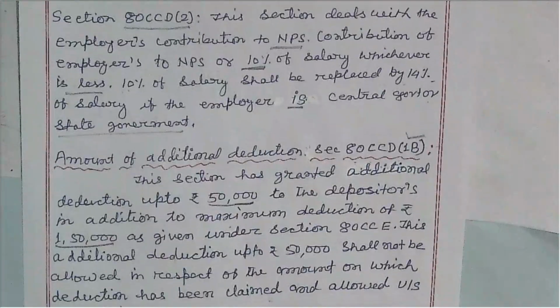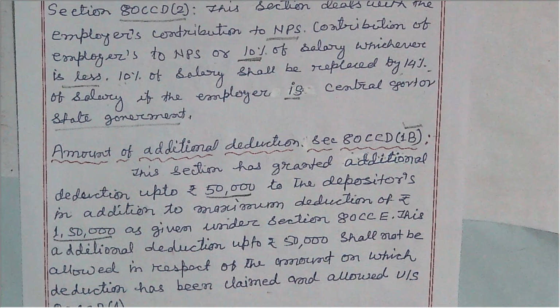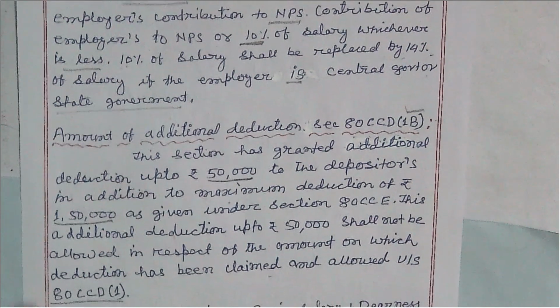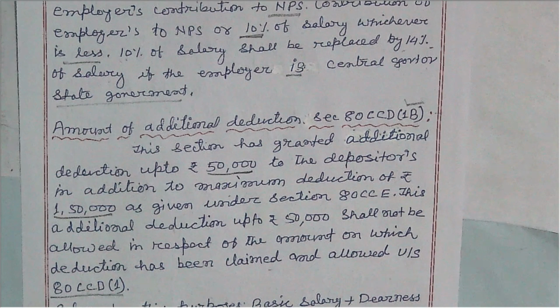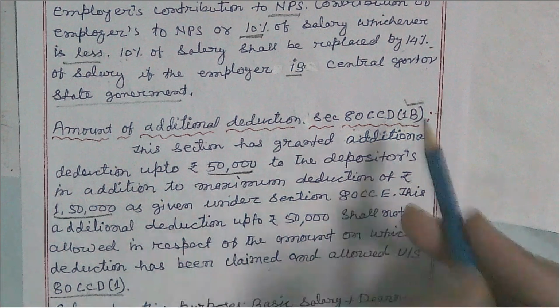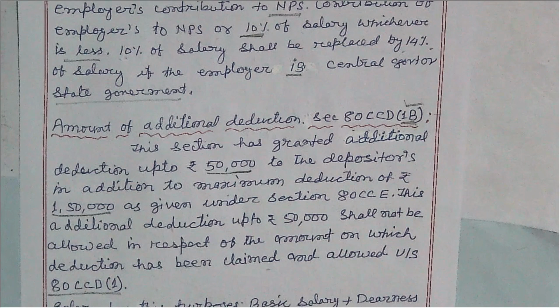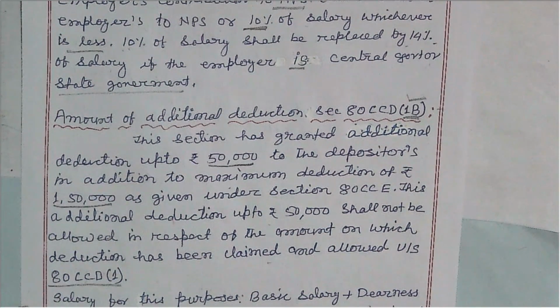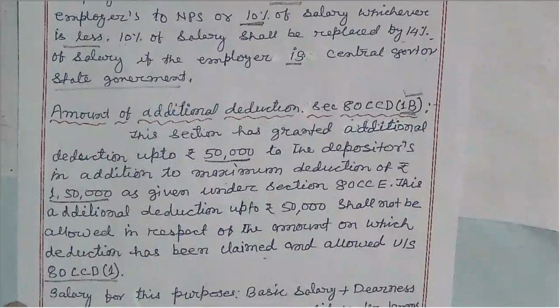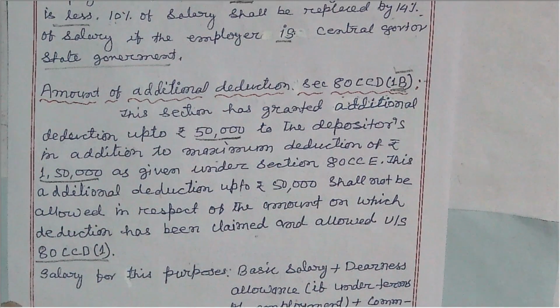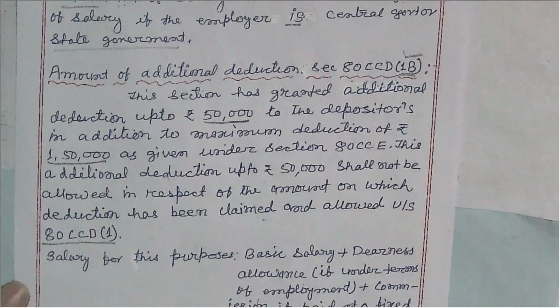So if the amount is already claimed under section 80CCD subsection 1, the same amount is not eligible for deduction under section 80CCD subsection 1B. So this is an additional amount. The same amount cannot be claimed under section 80CCD(1) and under section 80CCD(1B). Two separate amounts. And for the salary here, 10% of salary, 14% of salary for calculation.